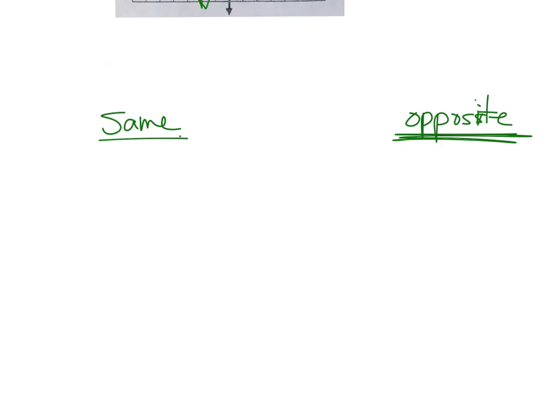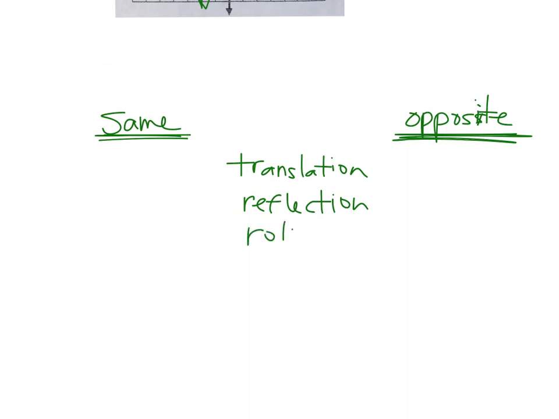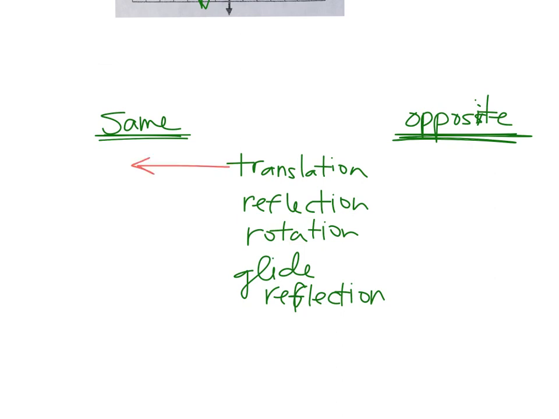So we have talked about a translation, a reflection, a rotation, and now a glide reflection. Okay. Which way does the translation go? Same or opposite? Does it have the same orientation or opposite? If you were to name the two figures, do you name them in the same direction? Yes. It is same, okay? So a translation has same orientation.